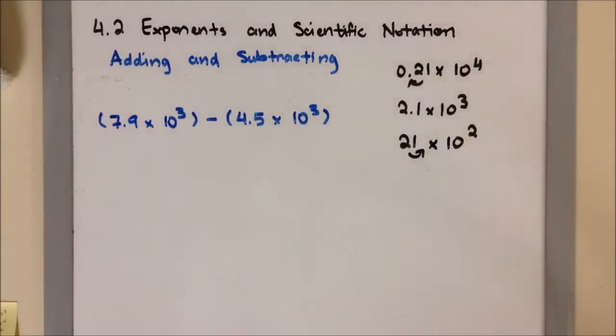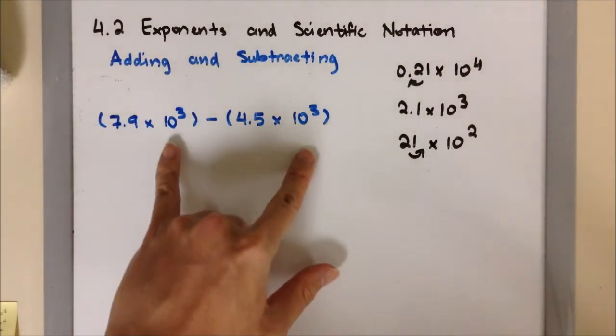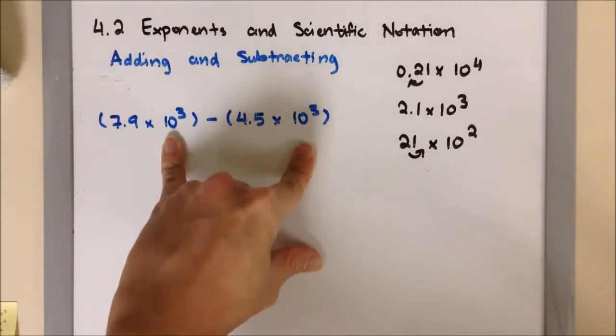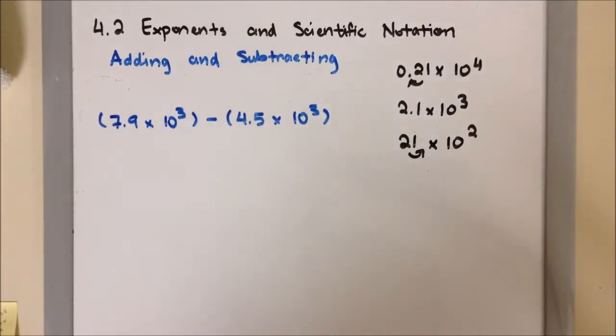In this next part, we are working with subtracting in scientific notation, and it's going to be the same process. Since in this example our exponent is 3 and they're both the same, we can just start subtracting right away.